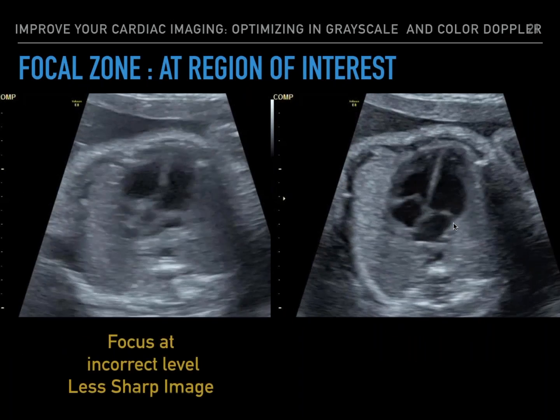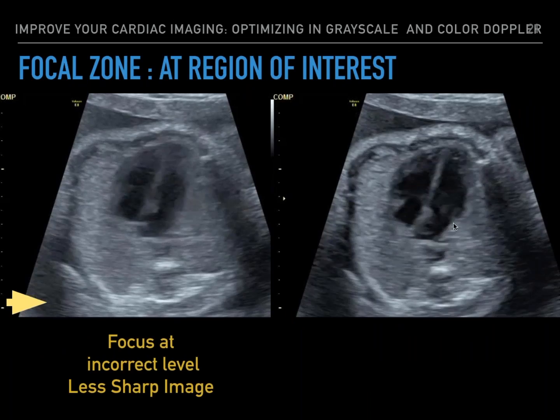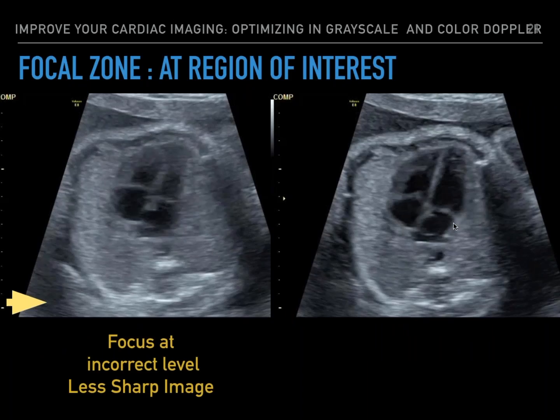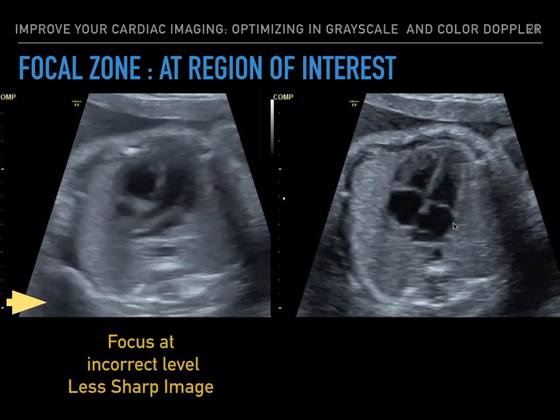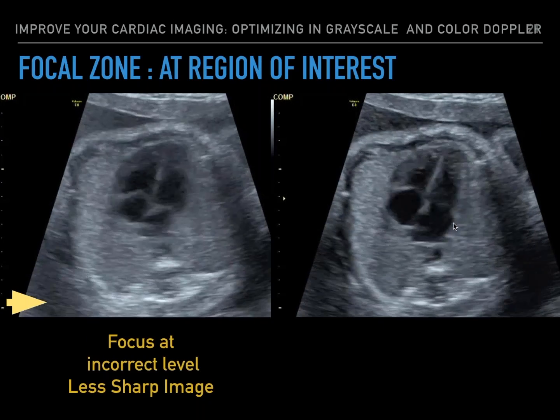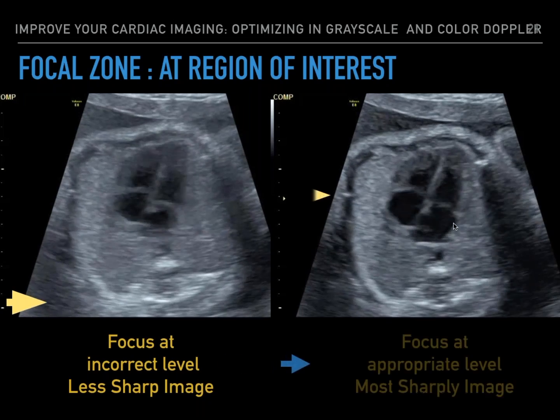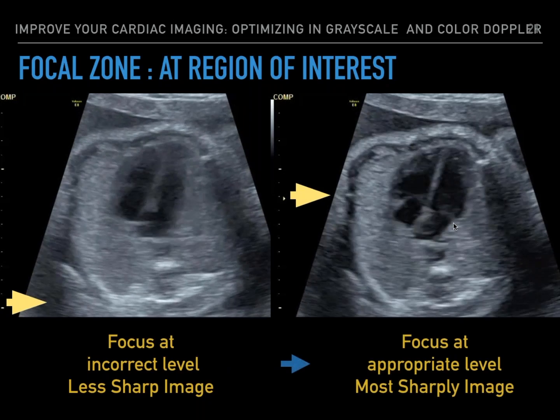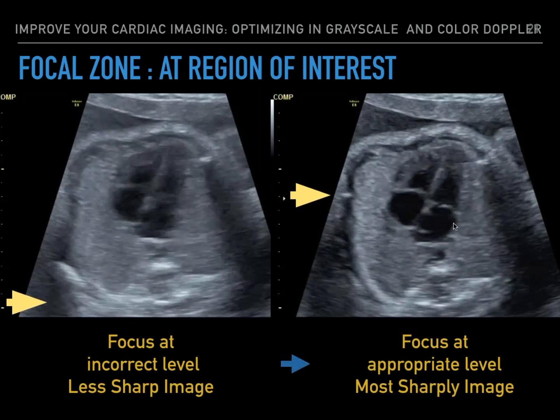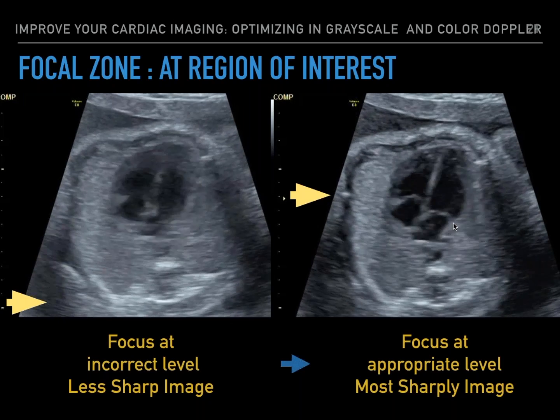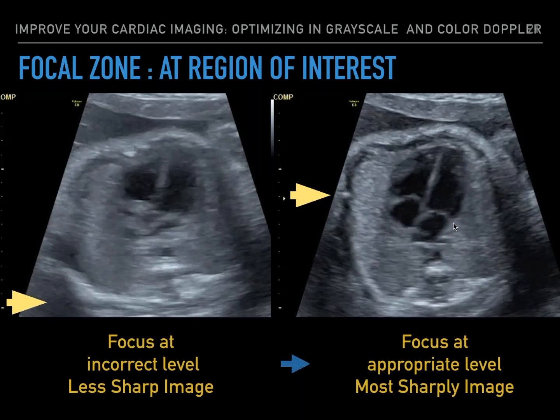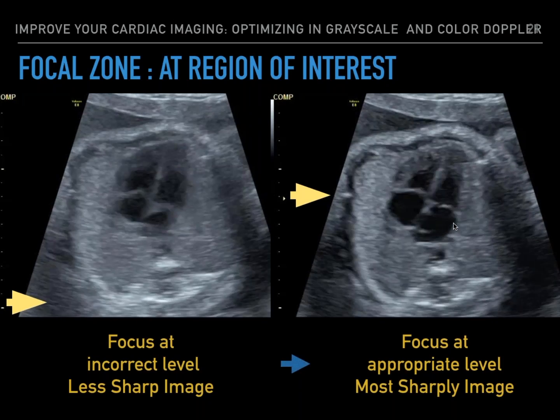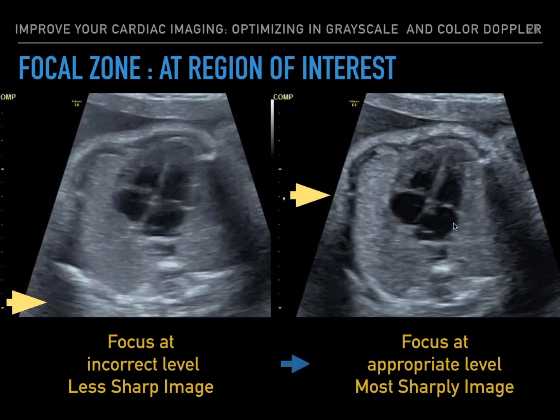Let's go ahead and focus on the focal zone. What if your focus is not at the region of interest? Here you see the focus at the incorrect level, and you see a less sharp image of the heart. But as you adjust your focus to the appropriate level, you can see a dramatic change in how the heart is clear compared to the first clip and most sharply imaged. You have to remember that the area where the focus is, is where the beam is most narrow. This improves your temporal resolution and also improves detail resolution.